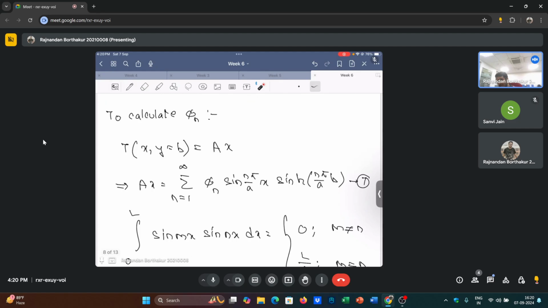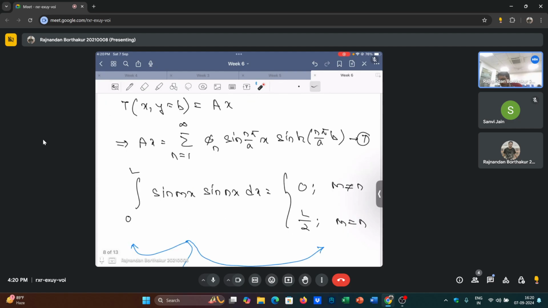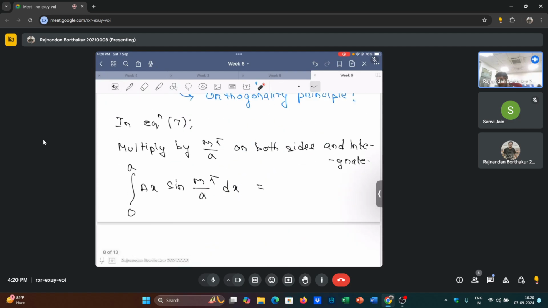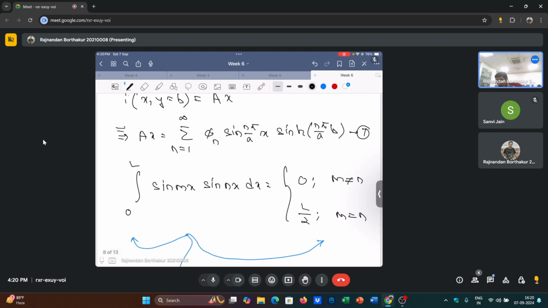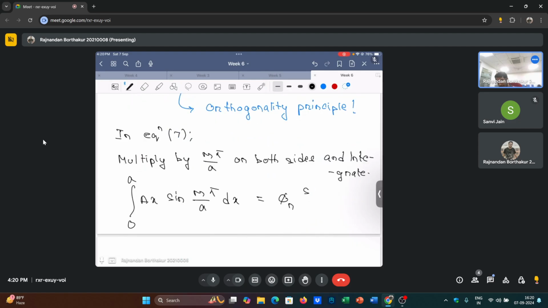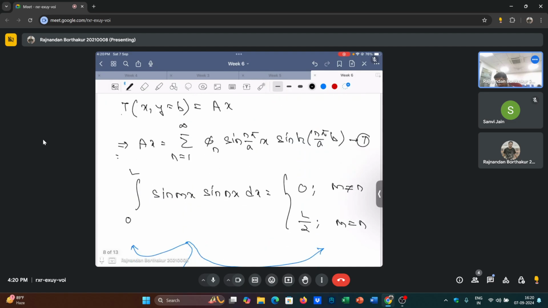Now you know that there is this summation sign, so I will not repeatedly write this summation sign. Whenever there is this phi n times this n occurring, remember that there is always a summation sign in the form that we are using. Okay, so I'll just remove this summation sign because it just looks too complicated. So it becomes phi n times sine n pi by a x.